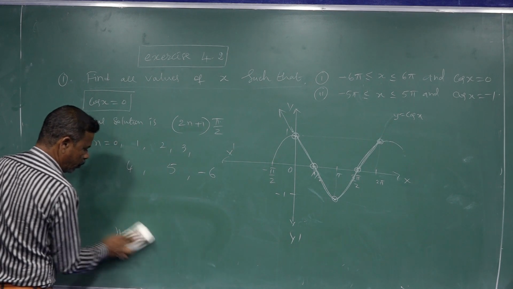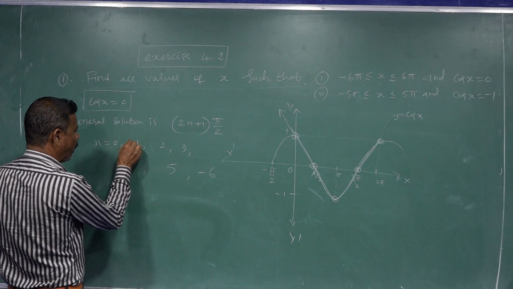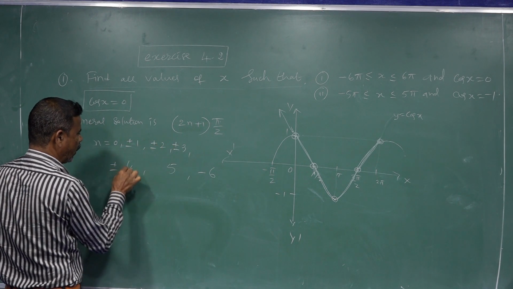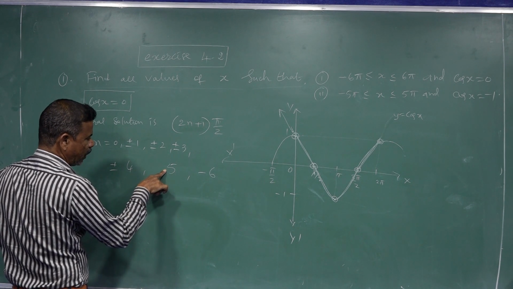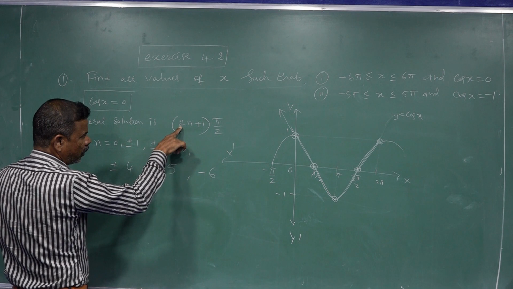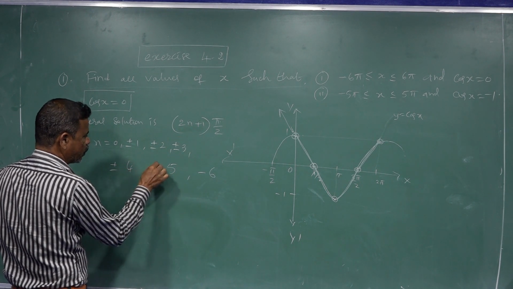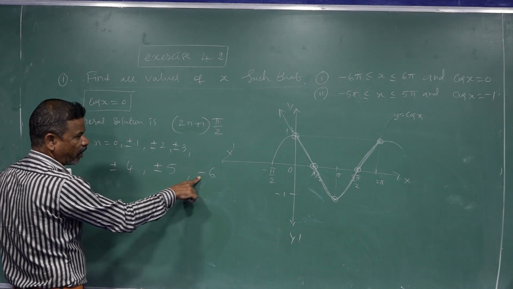So after this conclusion, n is equal to 0, plus 1 okay, minus 1 okay, plus 2, minus 2, plus 3, minus 3, plus 4, minus 4. Here plus 5, minus 5. Minus 5 already exists, it is 11 π by 2 coming, 5.5, it is okay. Plus minus, plus minus. Here only minus 6 can exist. Plus 6 does not exist.